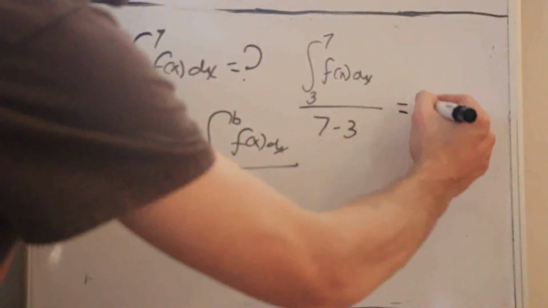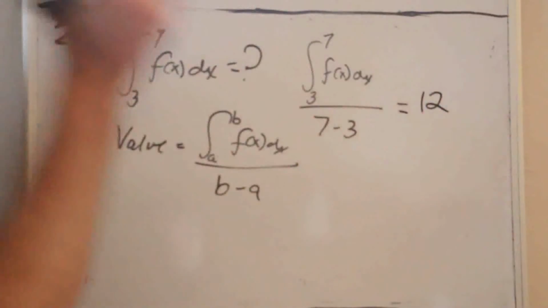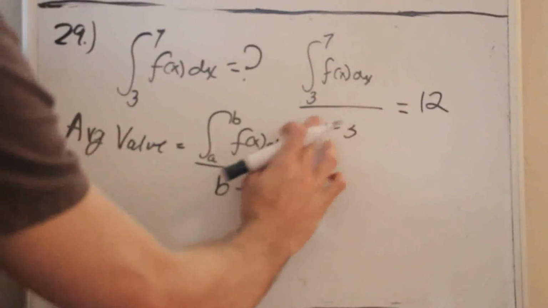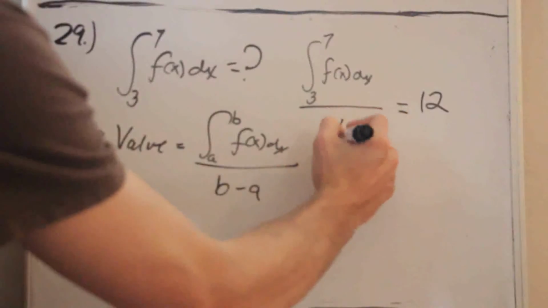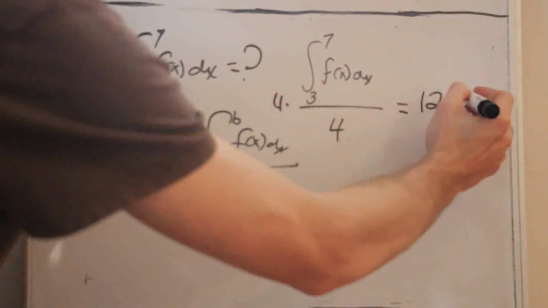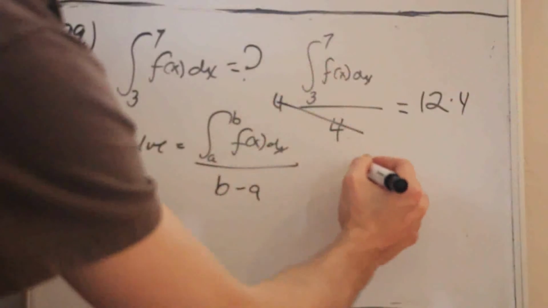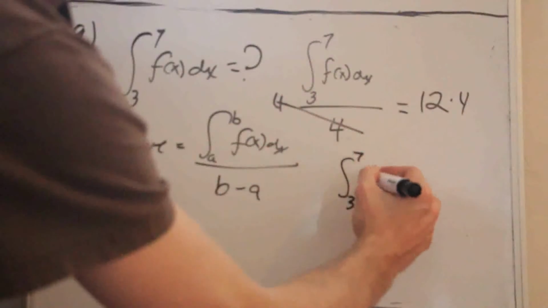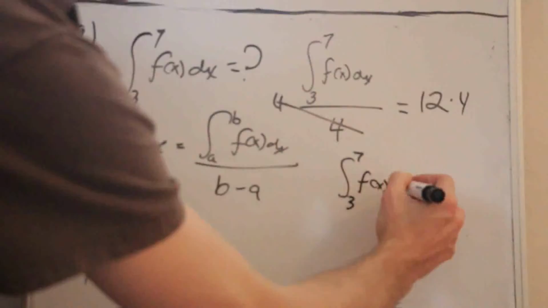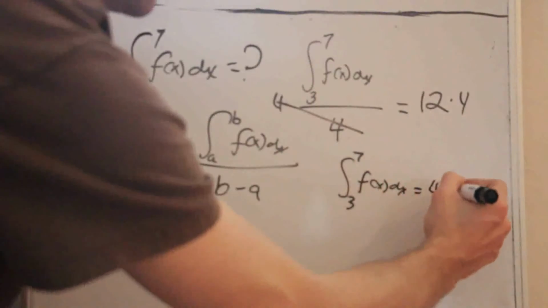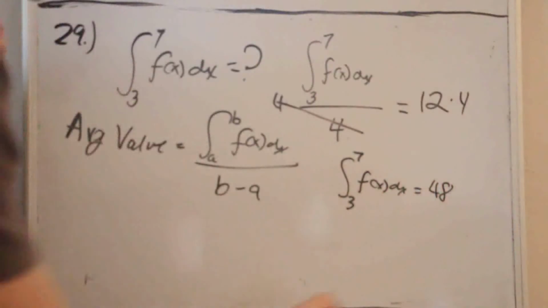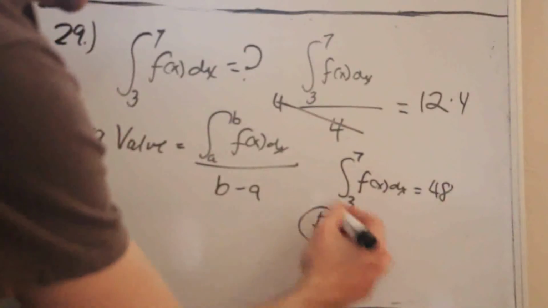So if they tell me that that is 12, all I have to do is simplify that. 7 minus 3 is 4, and then multiply both sides by 4, and I get the integral. So I end up with the integral from 3 to 7 of f of x dx equals 48, which is E, which is your answer.